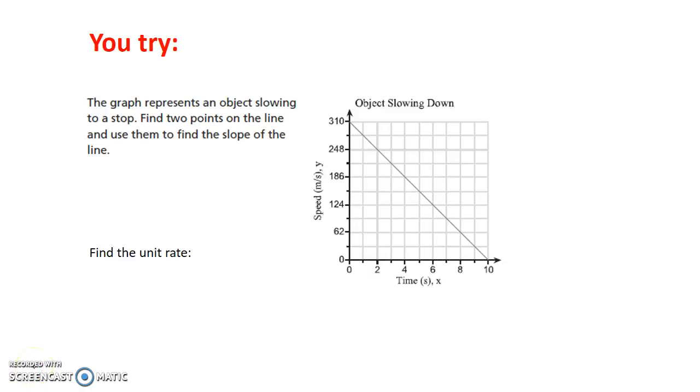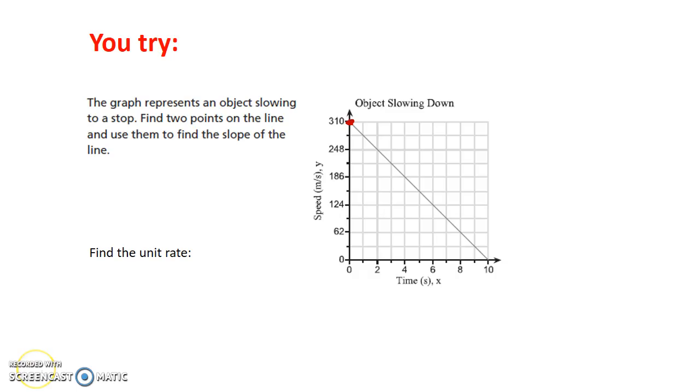All right, the graph represents an object slowing to a stop. Find 2 points on the line and use them to find the slope of the line. So lots and lots of points here. I think if I'm looking at this one, I kind of look up at the top. And so I look up here at the 310. All right, so I look at that 310 and I look at this, which this is pretty easy to see right here. This is counting by ones, but this one might be a little bit harder for you to see.